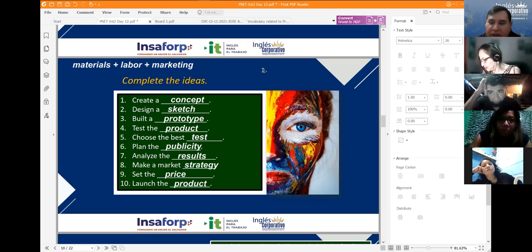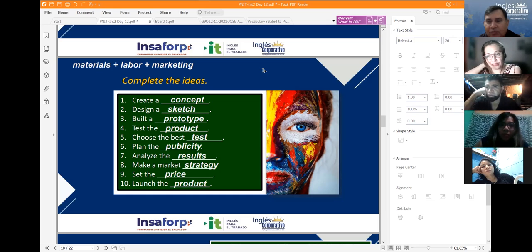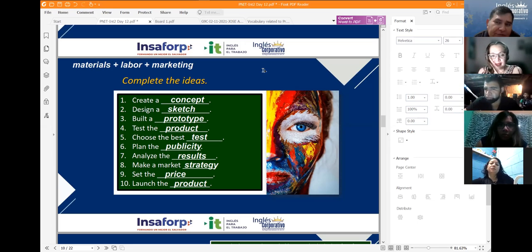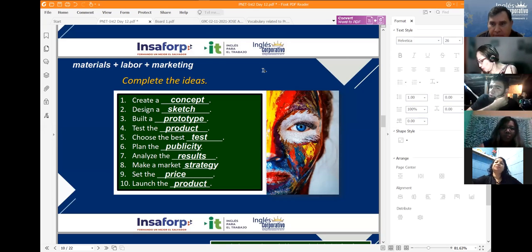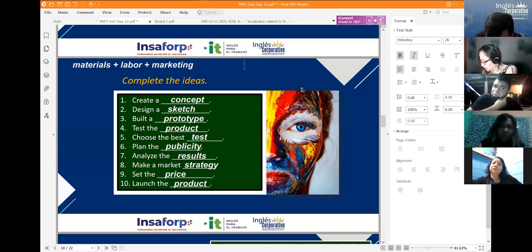How do you make the difference between cost and price? It is the margin of contribution, or the profit you want to earn. So cost plus profit equals price.